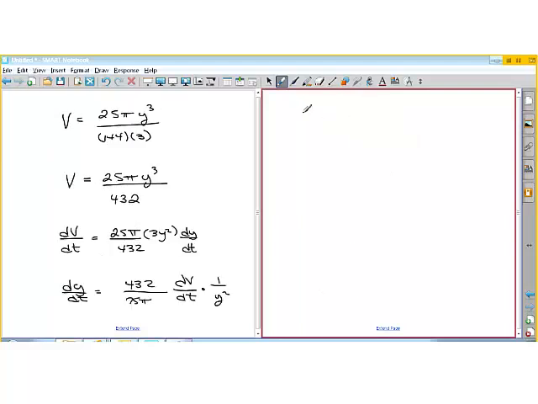Okay, so now we can plug some numbers in. dy/dt is 432 divided by 75 pi. dV/dt was 10 cubic feet per minute. And then we multiply 1 over y squared. y is 8 feet, and we square that.